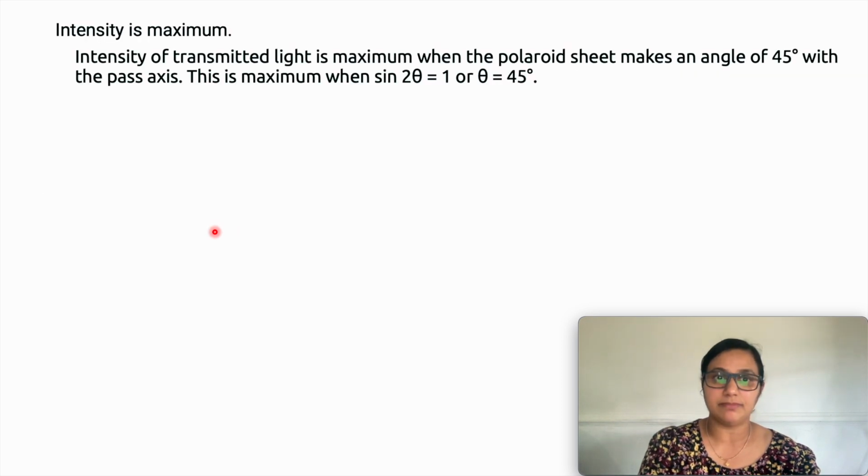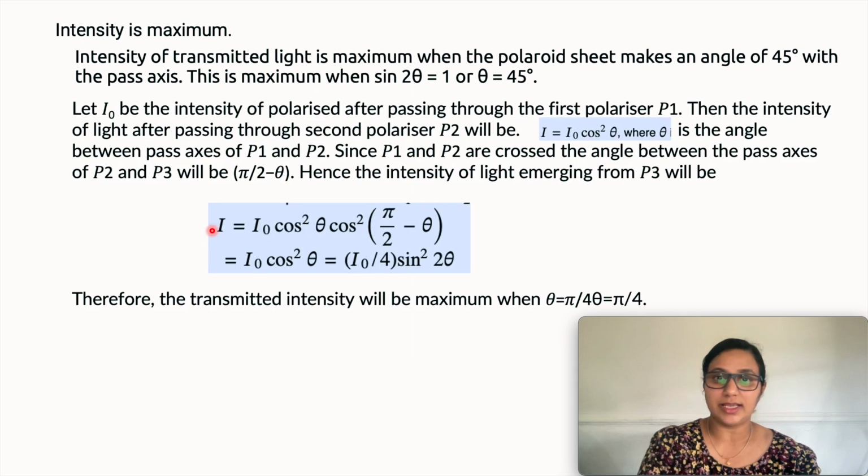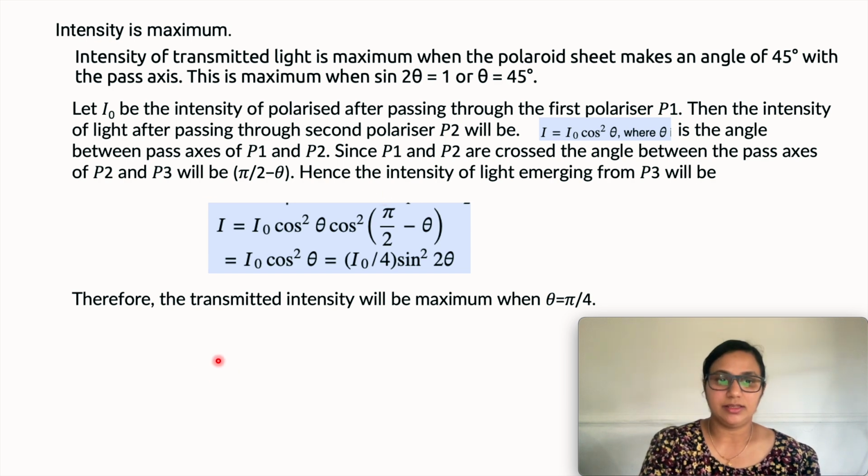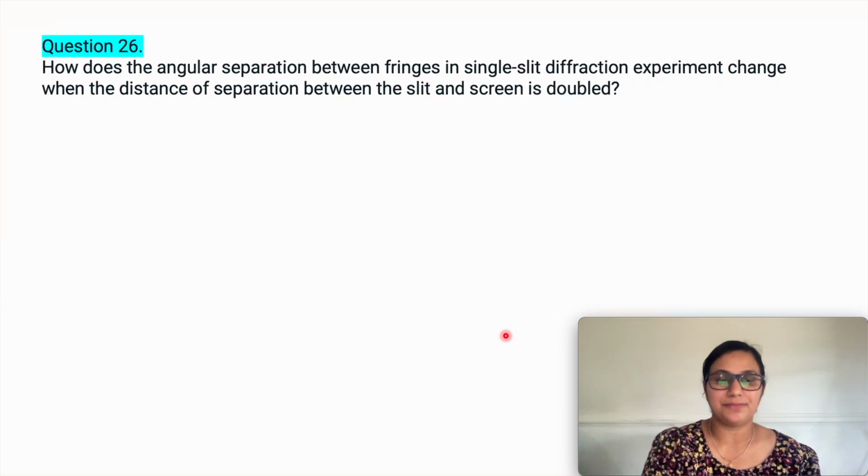Intensity is maximum when sin 2θ is equal to 1, or θ is equal to 45 degree. So you can show this derivation. Then you can say that the transmitted intensity will be maximum when θ is equal to π by 4, or θ is equal to 45 degree.